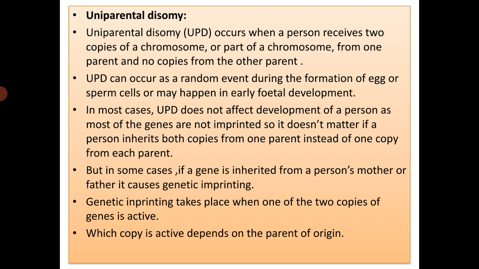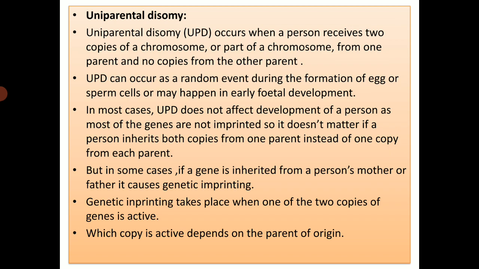A person with uniparental disomy may lack any active copies of essential genes that undergo genetic imprinting. For example, Angelman syndrome and Prader-Willi syndrome. Okay, in short, they are called Angelman syndrome (AS) and Prader-Willi syndrome (PWS). These are two examples of disorders that can be caused by UPD.